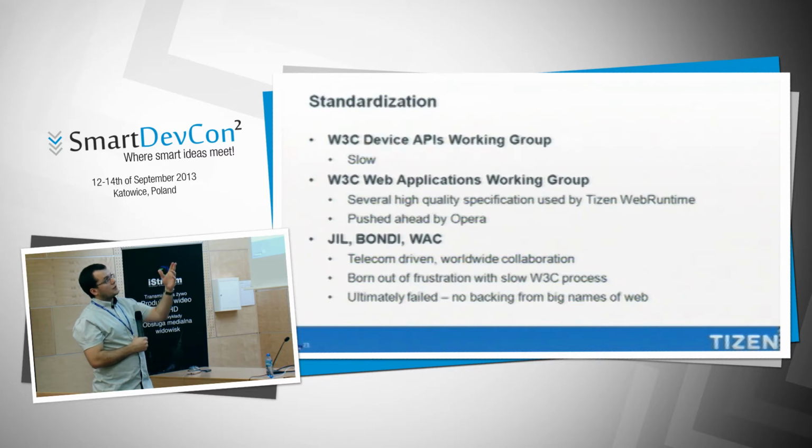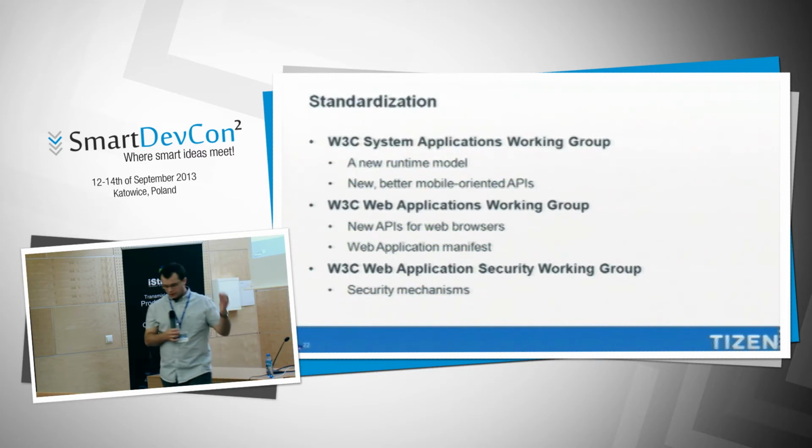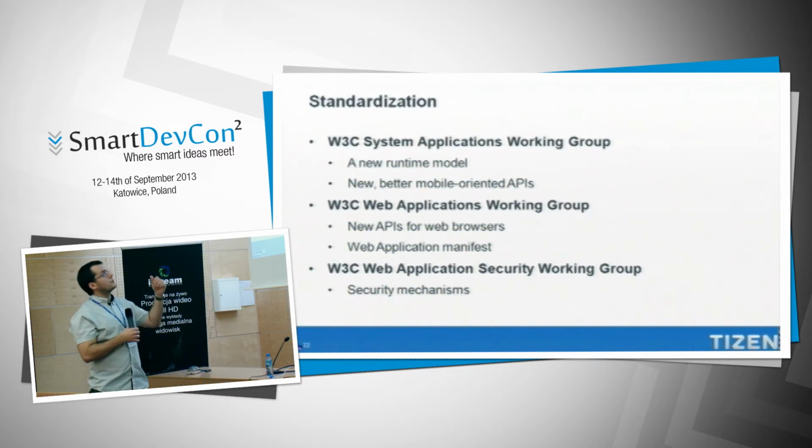And like I said, Tizen is mainly based on the WAC 2.0 specification. But these bodies ultimately failed because, in my opinion, they had no backing from the big companies of the web, like Mozilla or Google or Facebook. We can get this backing, but we have to do it in W3C. So now we are working in W3C in 3 groups mainly.